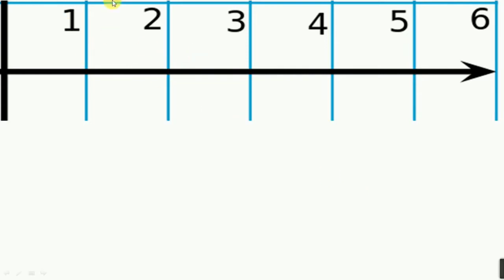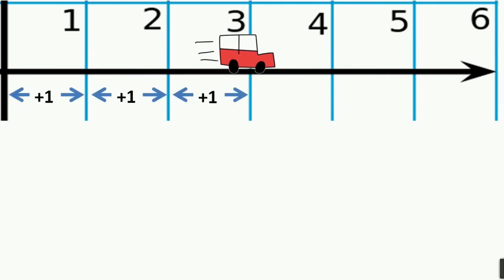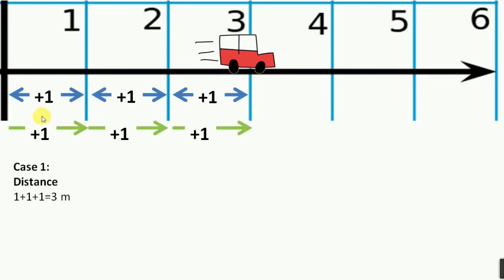So distance is the length of the path and displacement is the shortest distance between initial and final position. That means final position minus initial position. In the first case the car is going from 0 to 3. So distance is the length of the path, that is 1 plus 1 plus 1, that is 3 meter, and displacement is 3 meters minus 0 meter, final position minus initial position, so that is 3 meter.